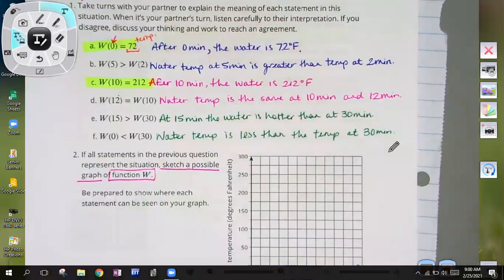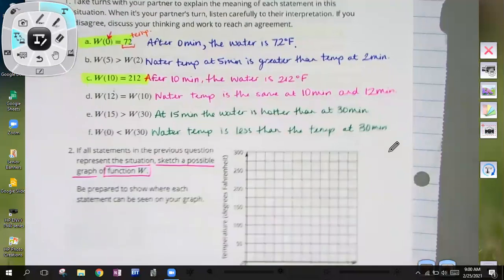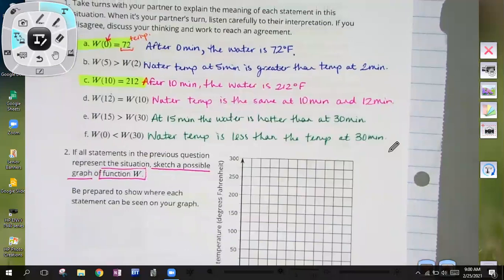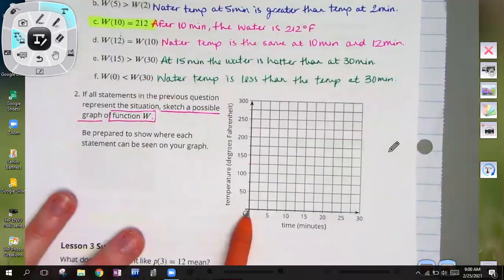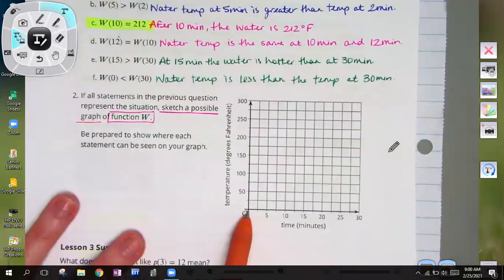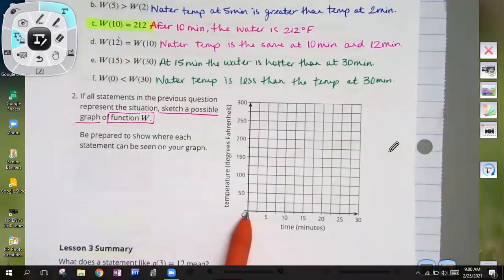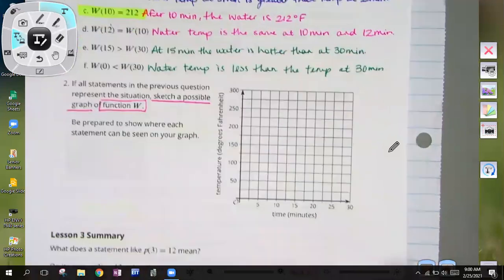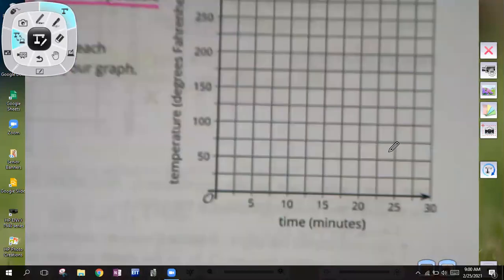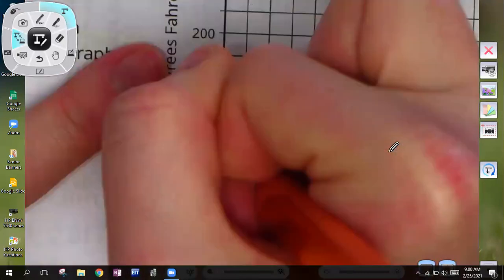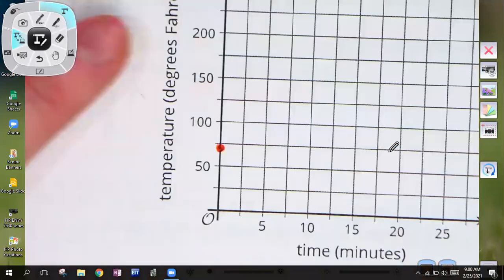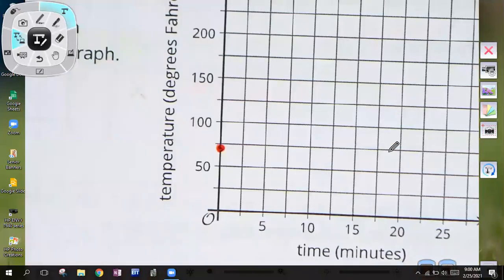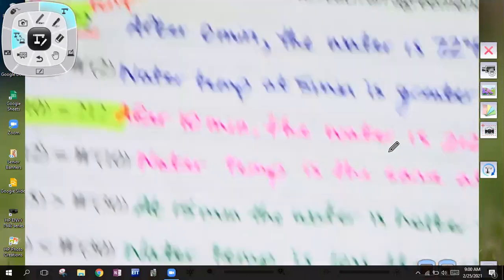I like to start with those because those are exact points on my graph that I know exactly where the point will go. Okay, so let's look at A. What's my input? 0. Okay, so I'm going to go to 0 on my x-axis. And where is my output going to be? 72. Okay, so I'm going to go up. I know this line right in between 50 and 100 is going to be 75, so it's just going to be right below that line. All right, so there's that first point graphed.